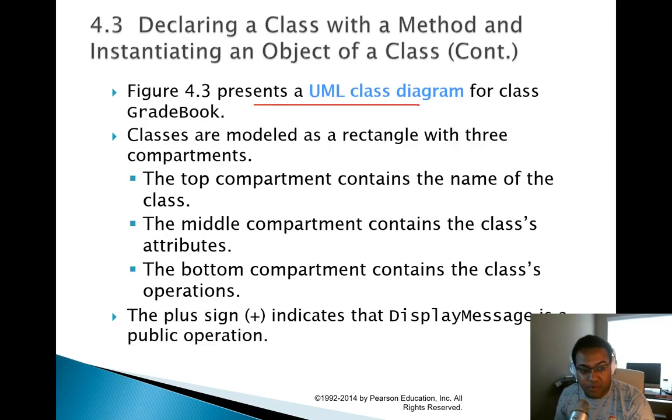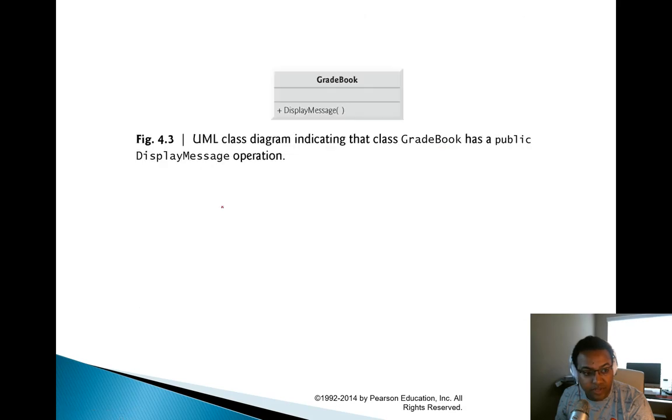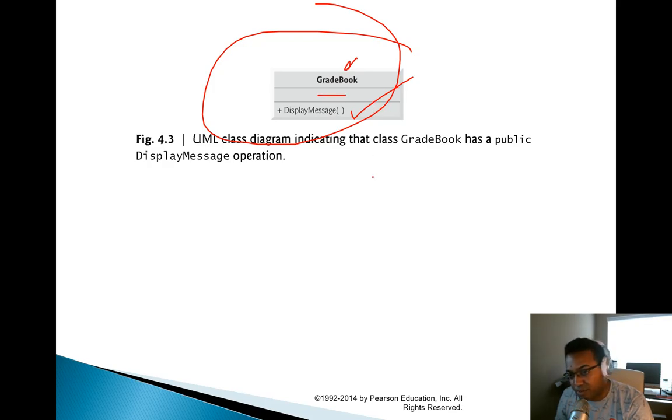So 4.3 represents a UML class diagram for class gradebook. Classes are modeled as rectangles with 3 compartments. The top compartment contains the name of the class, the middle compartment contains the class's attributes, the bottom compartment contains the class's operations. The plus sign indicates that display message is a public operation. This is a UML diagram of what gradebook looks like. And in the gradebook you have the method. Obviously there are no global variables in that class, so there's nothing to display above it.